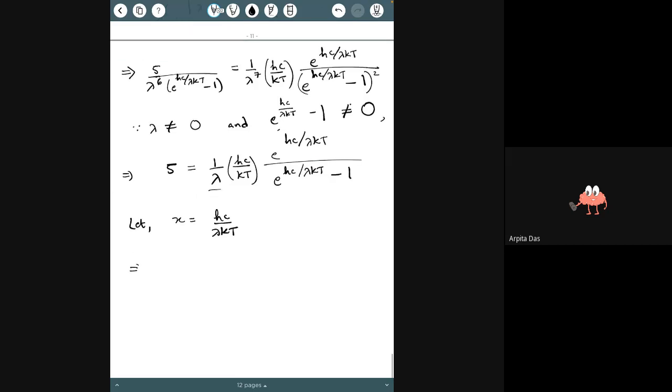Then if 5 is equal to x into e to the power x by e to the power x minus 1, then 5 by x is equal to e to the power x.